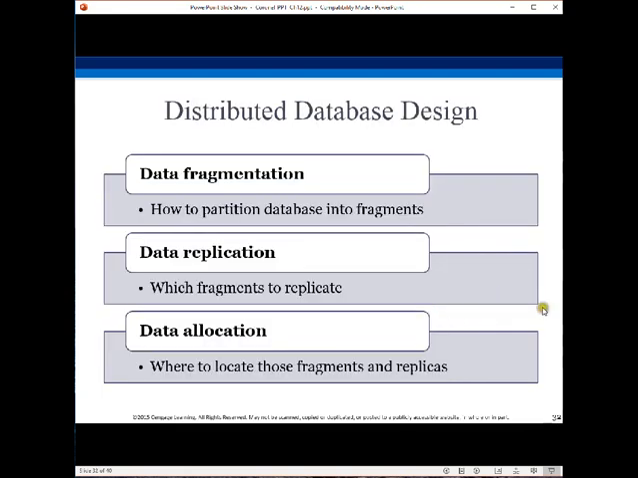With distributed data, we need to decide how to fragment our data, vertical or horizontal. Do we have a whole database, or do we fragment it into parts? I guess that is the first thing we need to ask. And then once we fragment it, how do we replicate it? All the parts at each location, or some parts go to some locations, other parts go to other locations. And where do we locate it?